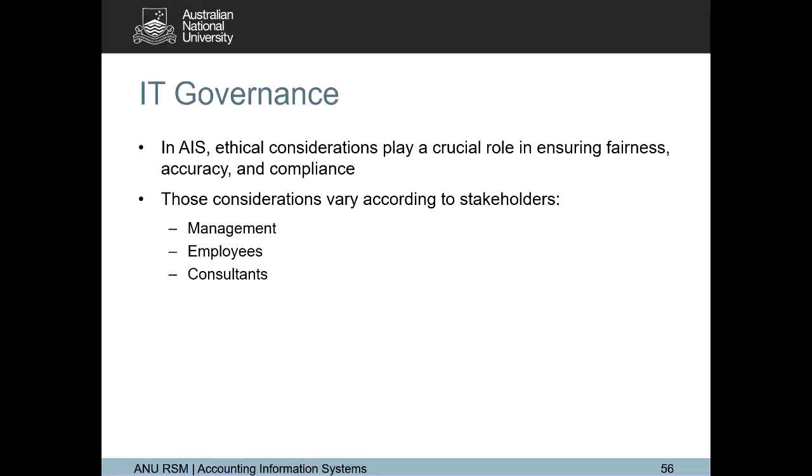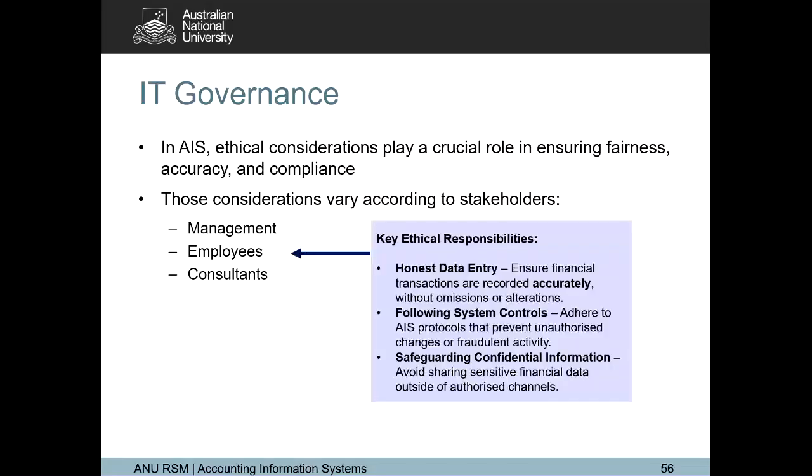So how many of you design a system just because nobody knows? They wouldn't know if it's crap. Even if it's crap, you wouldn't know, because there's a saying about that. It's okay, they say they do not know. All right? So with the employees, the key ethical responsibility would be honest data entry.